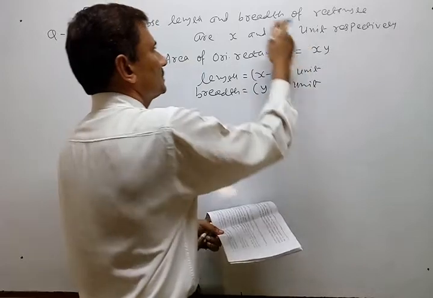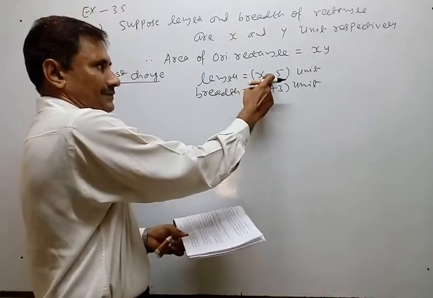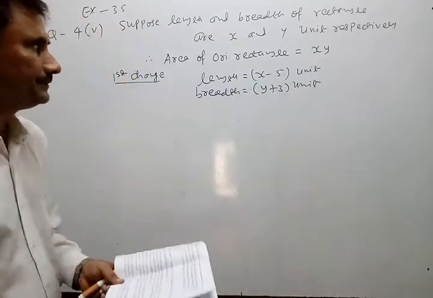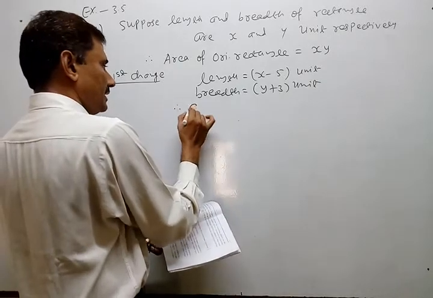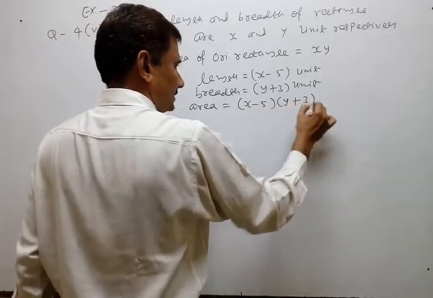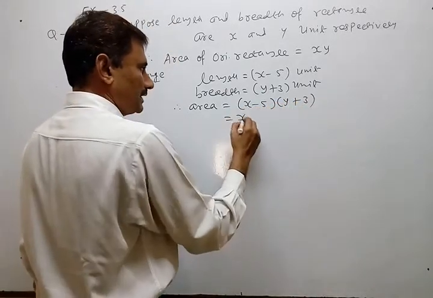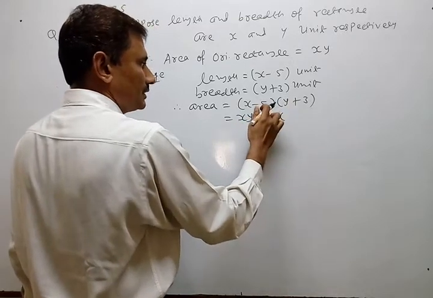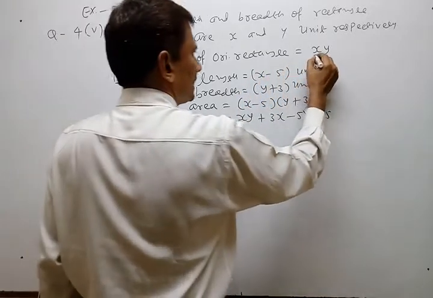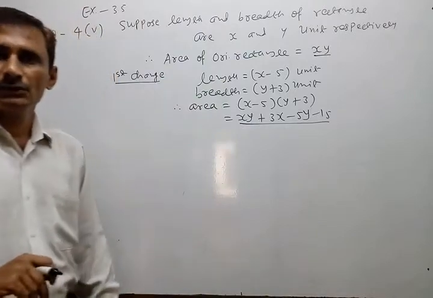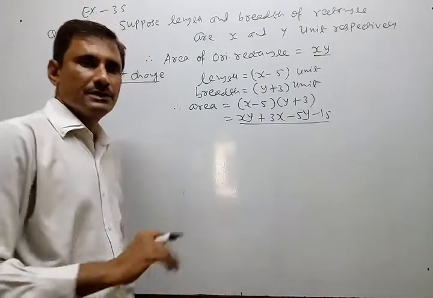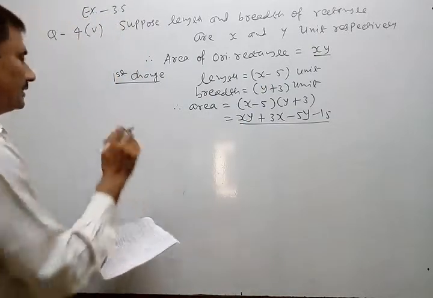We originally supposed length x, breadth y. They told us if the length is reduced by 5 and the breadth increased by 3, then the new area equals x minus 5 times y plus 3. Let's simplify: x with both, so xy plus 3x. Now minus 5 into y, minus 5y, minus 5 into 3, minus 15. So this second expression is the area after we decrease the length by 5 units and increase the breadth by 3 units. Now again they are going to change the length and breadth.